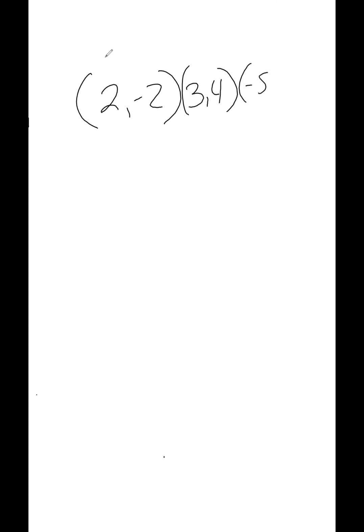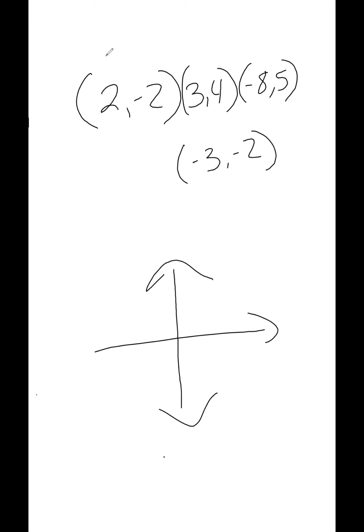I believe for number 4, they just give you a list of numbers. So they give you something like 2, -2, 3, 4, and I ran out of room. I'm going to put this other one down here. -3, -2. This is just a set of points. If I were to graph them on a graph, they're just dots, sets of points.